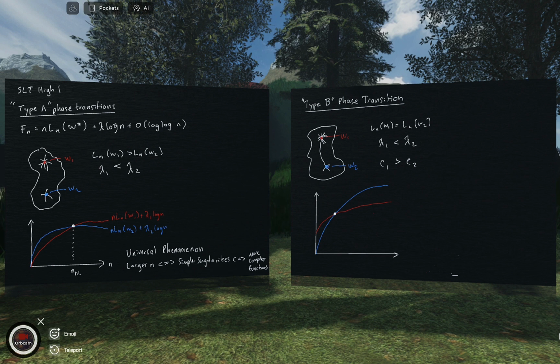And since the losses are equal, all we have to plot here is log n plus C1. And here we're plotting log n plus C2. So, depending on your higher order terms, you can have these phase transitions from more complex functions to less complex functions. And so I don't think we have a name as crisp as the universal phenomenon for this yet.